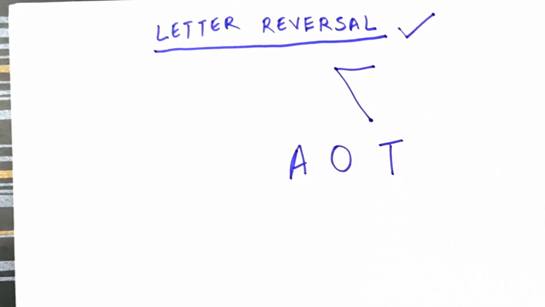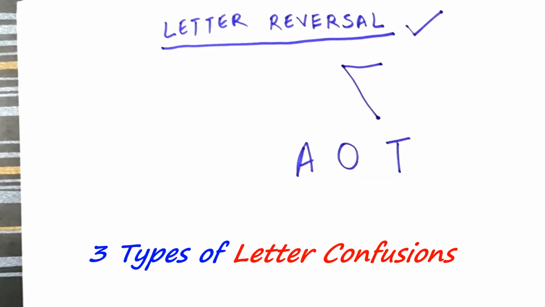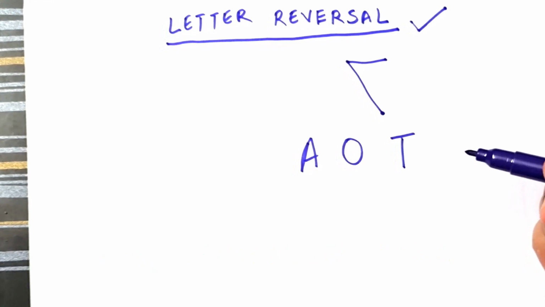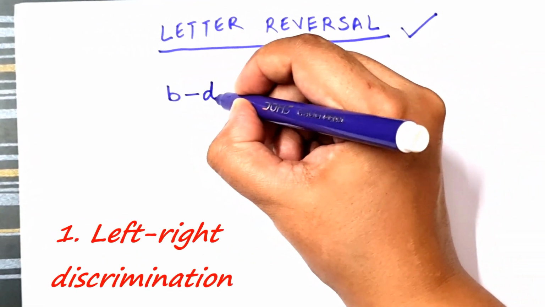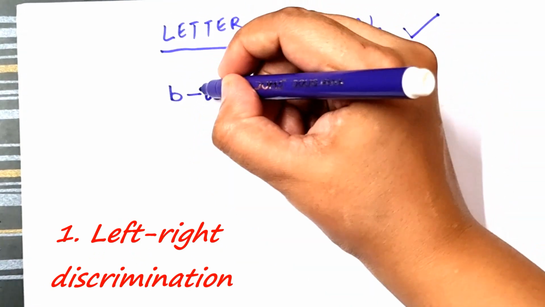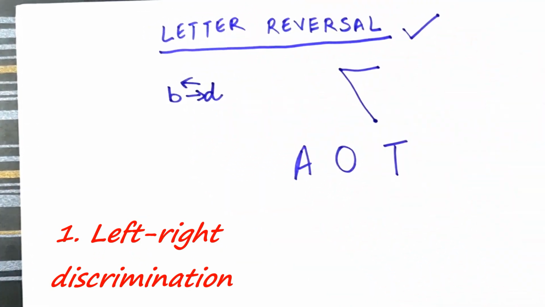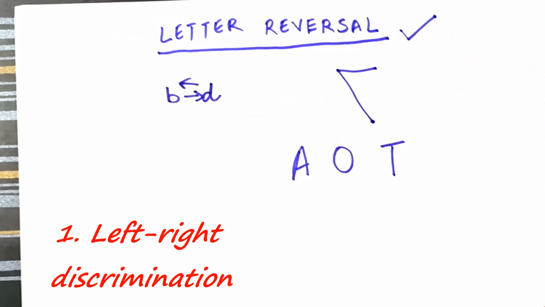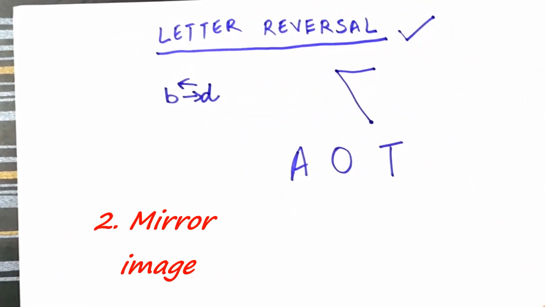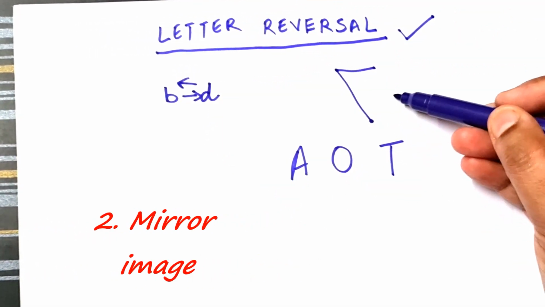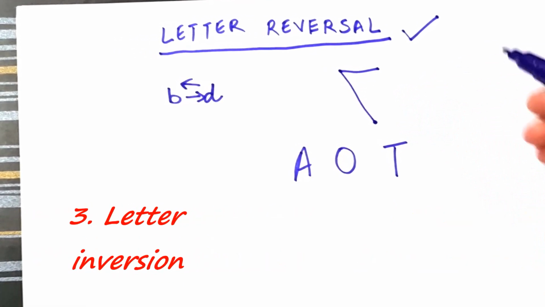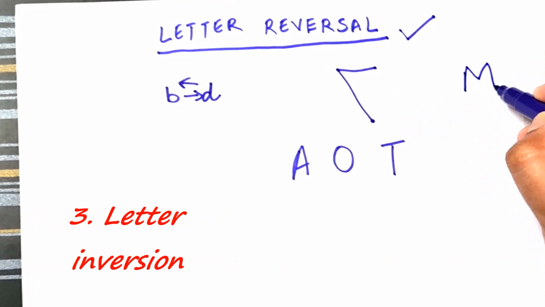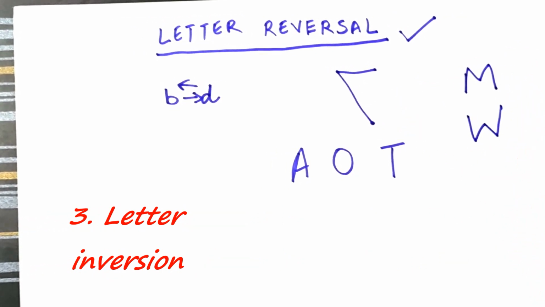This letter reversal is actually confusion in 3 forms. First, when there is a left-right discrimination problem. So B and D are written, but they can easily be reversed with each other, but both are alphabets. Second, when a mirror image is formed, like we just wrote 7. And finally, an upside-down confusion can also happen. For example, M and W.